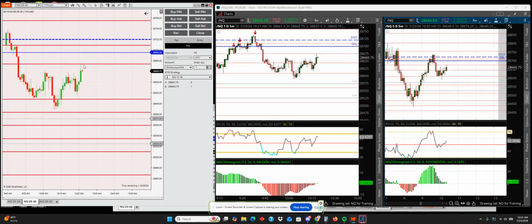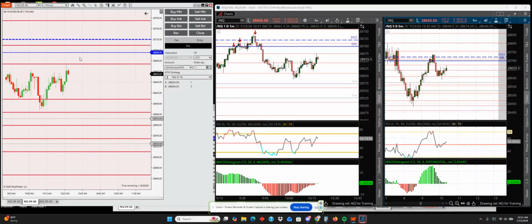Look at how it went and touched that level exactly. Now it wants to go here, retest this area, but again, like I said, I want to wait on this rather than jump into a trade.